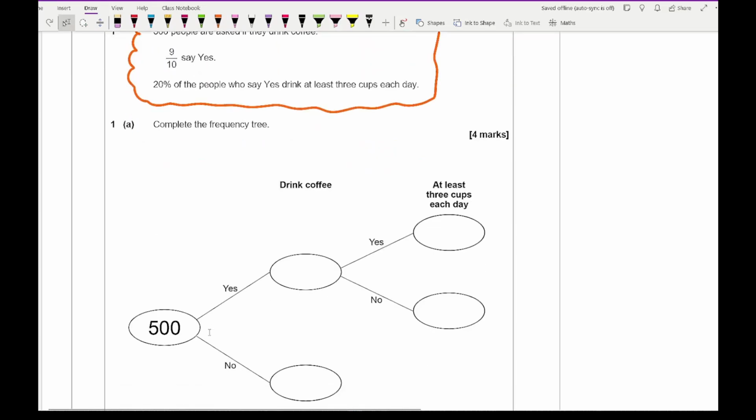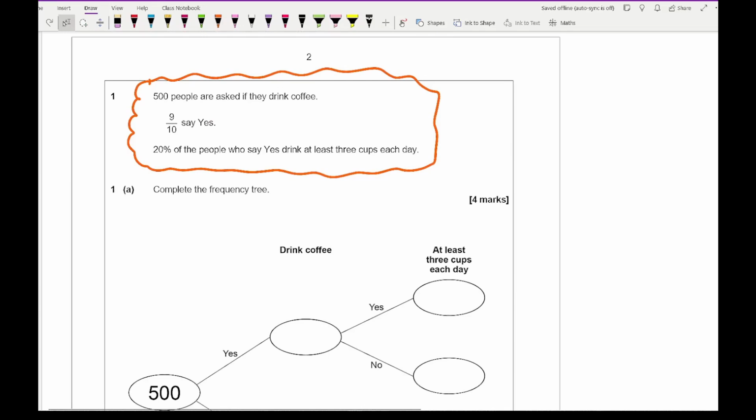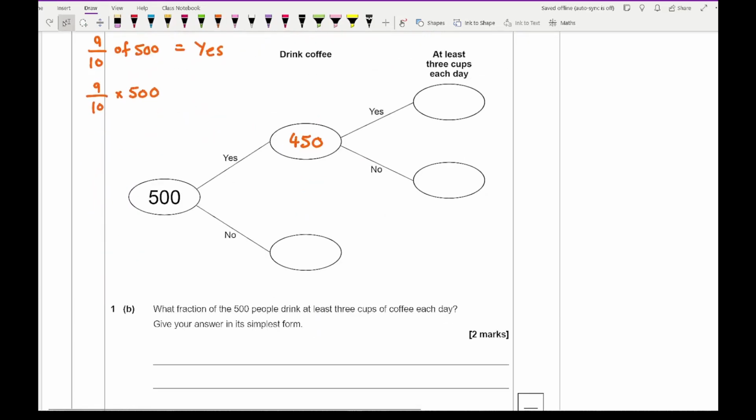So we know that the top number is 500. In terms of yes and no, we know that 9/10 of 500 equals yes. Now, of means times, so we want to do 9/10 times 500. Again, if it's non-calculator, you want to divide 500 by 10, multiply it by 9, in which we get the answer of 450. Alternatively, you can just simply type it into your calculator and you would get your answer. Then, if yes is 450, then no is going to be 500 minus 450, which is 50.